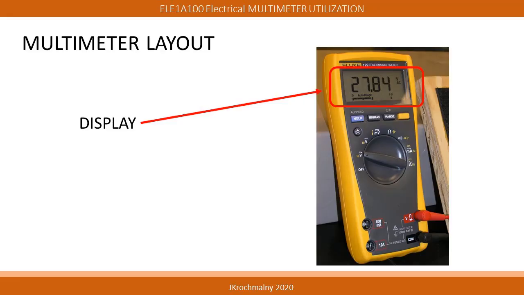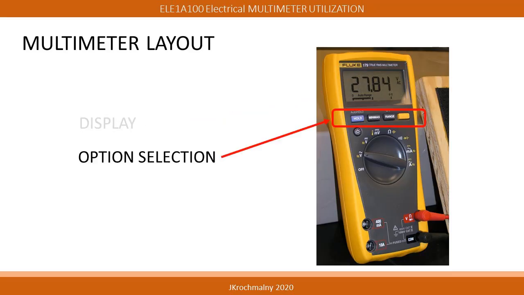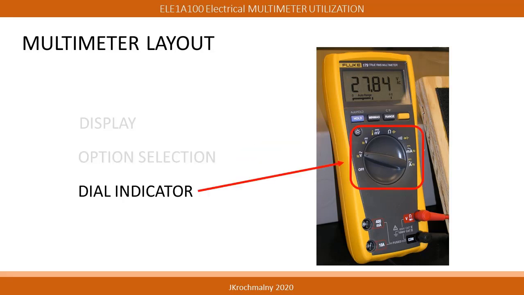There are several manufacturers of multimeters, each with their own designs and layouts. Typically, all multimeters will come with a display where measured values are shown. Option selection buttons can be found on meters that allow users more functions for use in their measurements. Dial selectors or indicators are manually adjusted switches that users use for the measurement that they want to take.